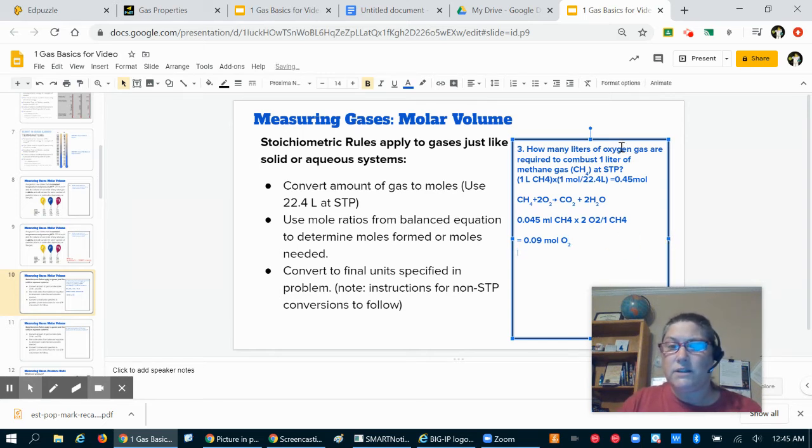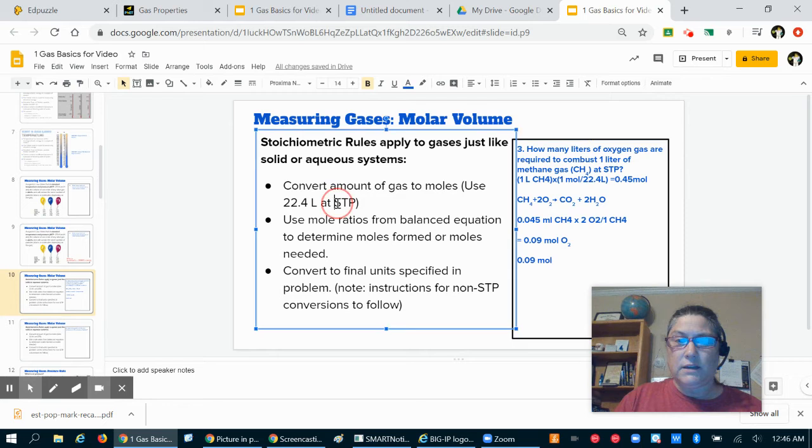But the question did not ask me for moles of oxygen. They want to know how many liters of oxygen. So now I just need to go through that same exercise as before. I have 0.09 moles. I know that this is occurring at STP. Now, that's a little bit of a stretch of the imagination, because if it's on fire, it's probably not going to stay at the same temperature. But for now, that's what the problem says, so that's what we're going to do, and that makes it a lot easier.